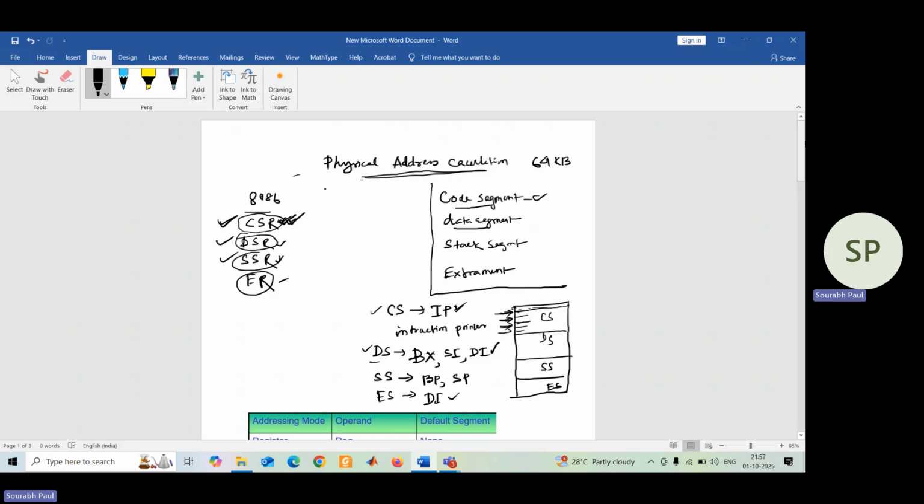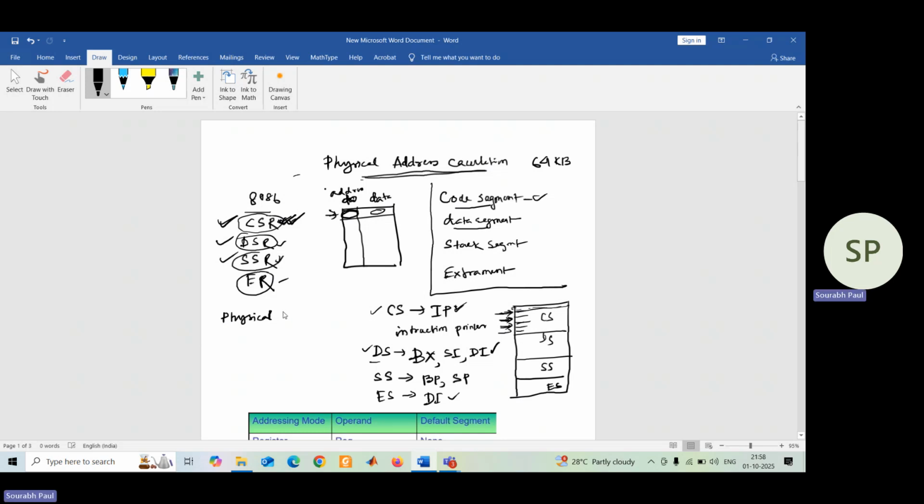Now, how to calculate the physical address? Suppose you have to access some memory location. What are the two important pieces of information you should have? You should have the address and its corresponding data. So to access a particular location, you should have the address of that location, and for that you need to calculate the physical address. Now, how to calculate the physical address in case of 8086? One formula is there.